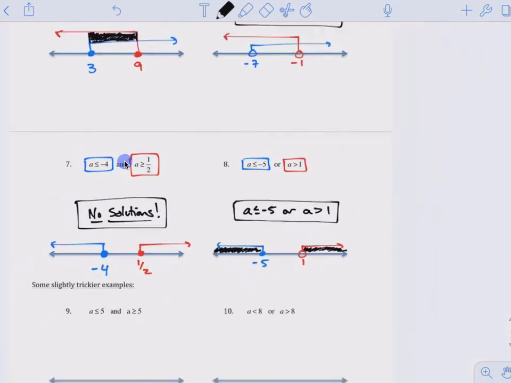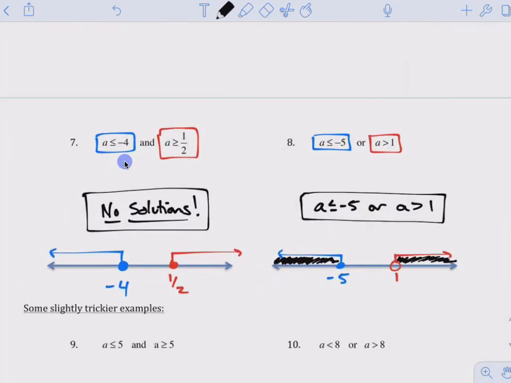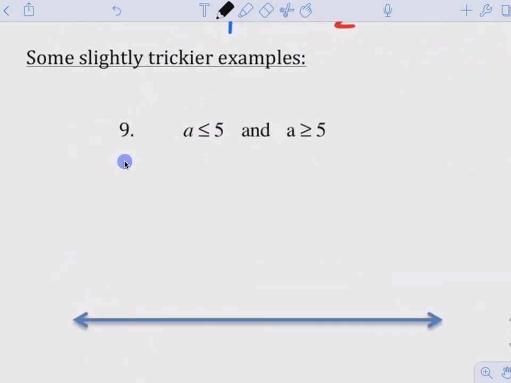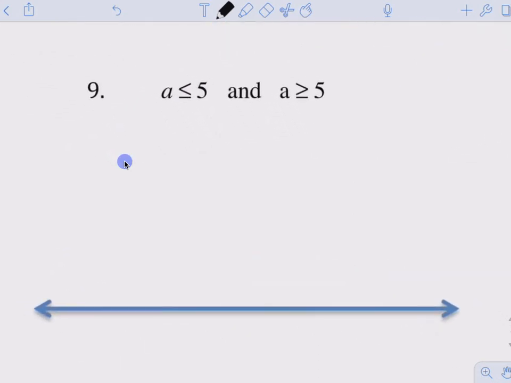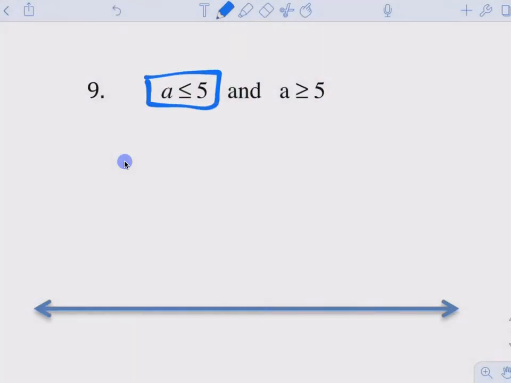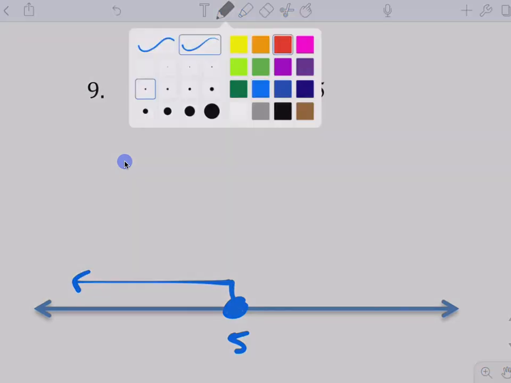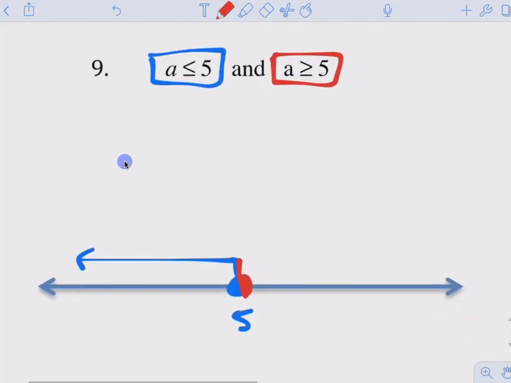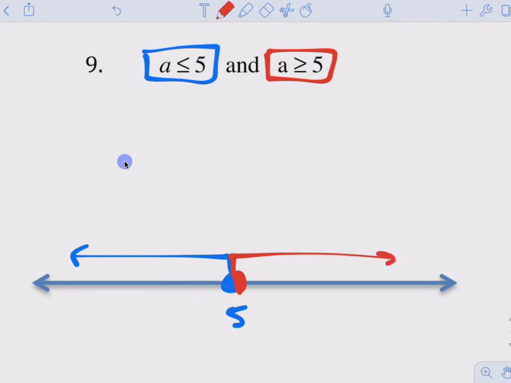All right, now on to a few trickier examples. They're not going to come up often, but they will come up, and I want us to be aware of them. All right, so a is less than or equal to 5. So here's a 5. A is less than or equal to, oh, this is odd. And a is greater than or equal to 5. So I can't make another circle, I'll kind of shade it half red, half blue. Oops, excuse me. So now what are the solutions going to be?